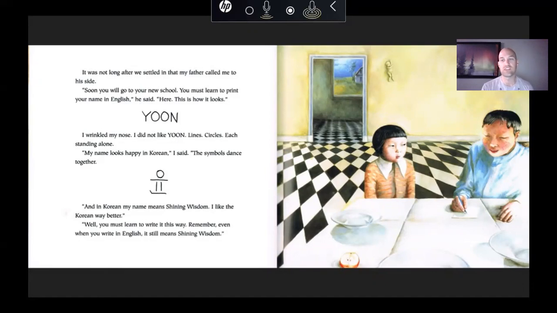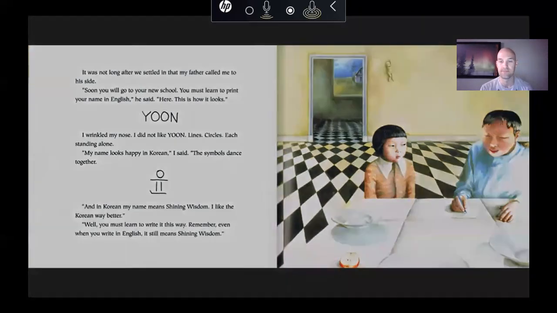In the picture, you can see Yoon with her father practicing the writing, learning all of the letters in the English language.